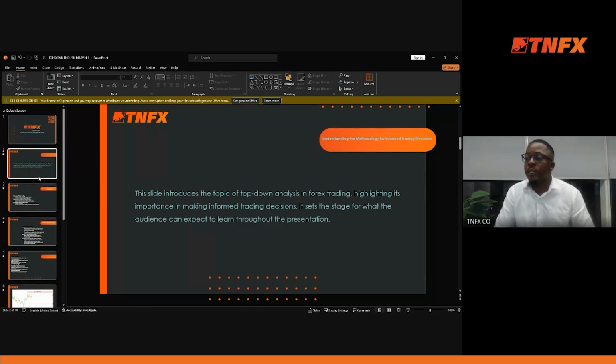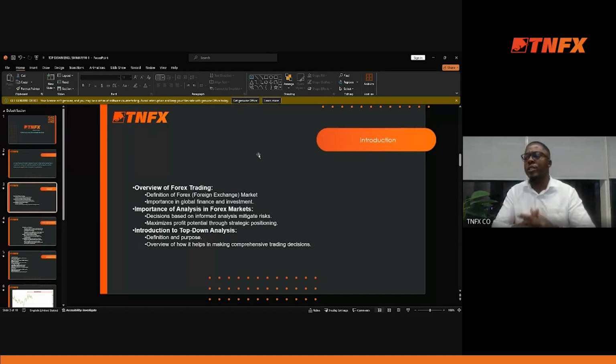The next slide is the introduction. On the introduction, we've got an overview of Forex trading. The definition of Forex trading is the foreign exchange market, as everyone knows. The importance in global finance and investment. The importance of analysis in Forex markets. Decisions based on informed analysis mitigate risk and maximize profit potential through strategic positions.